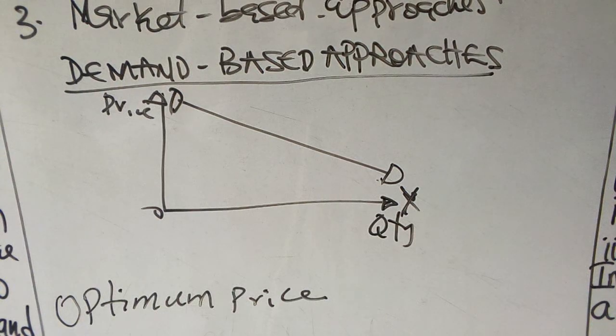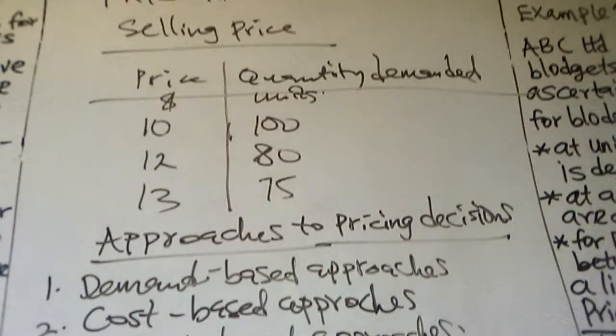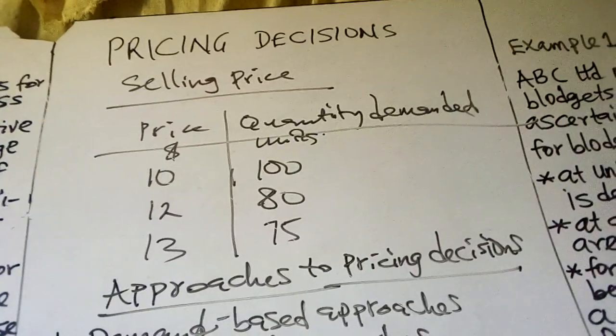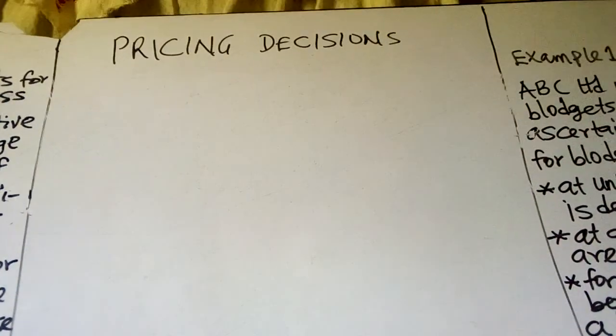Now, every business will want to maximize their profit. So our core focus is the determination of the optimum price. So I want to look at the steps for determining the optimum price of a product. Remember, I've told you that an optimum price is the price at which profit can be maximized.